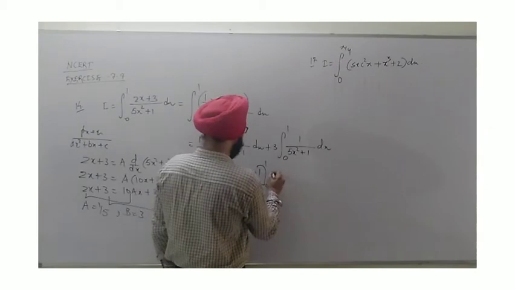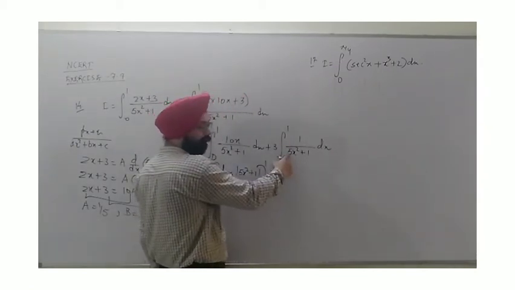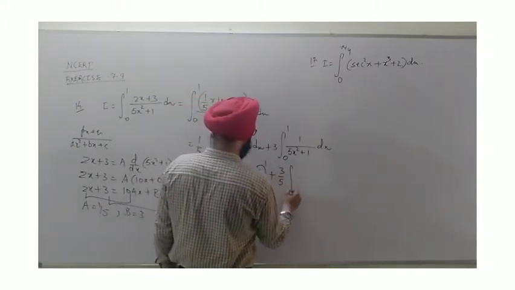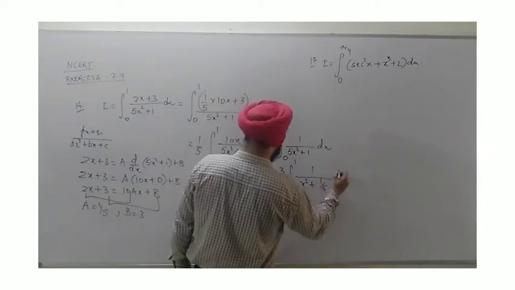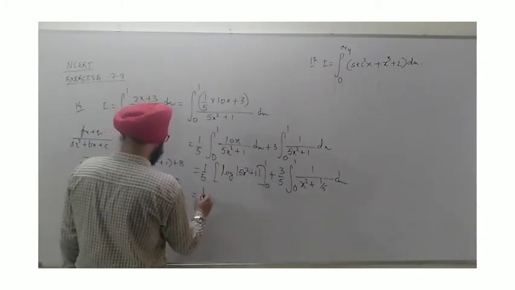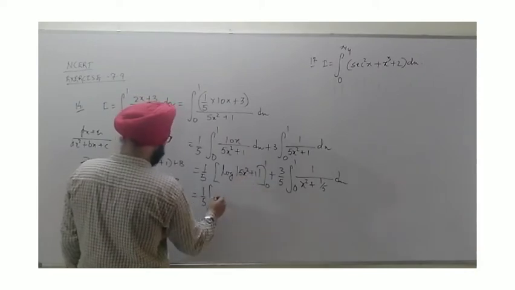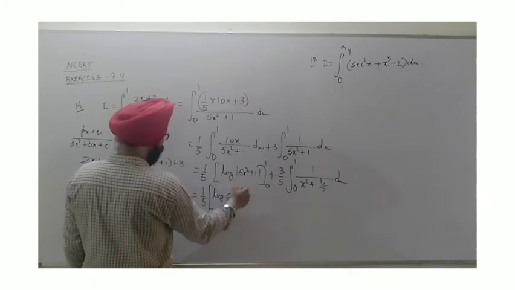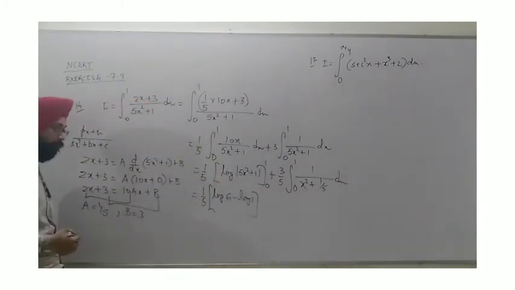First of all, 5 we will take common, as always we do. Always I have suggested, make the coefficient of x square as 1. So this will become 3 upon 5 taking common, 0 to 1, 1 upon x square plus 1 by 5 dx. Here, meantime, we can put the value. We find 1 upon 5, taking 1 as the upper limit, this will become log 6. And if I put 0 here, this will become log 1. And once again we get log 1 will be 0.